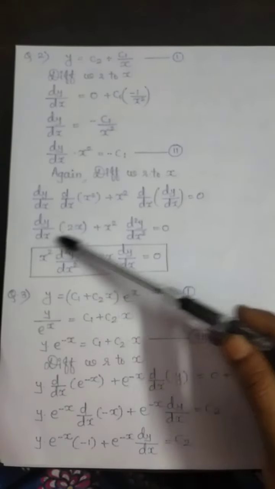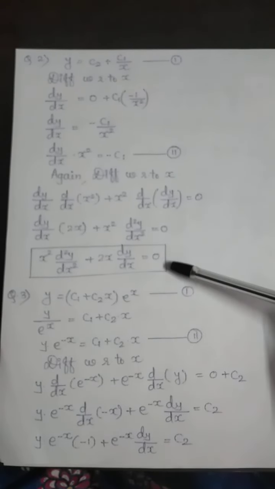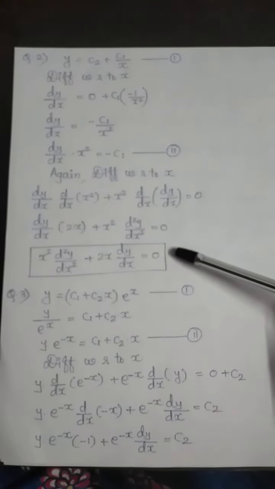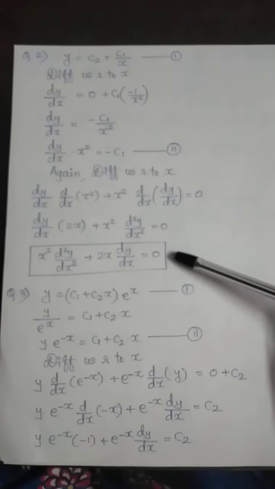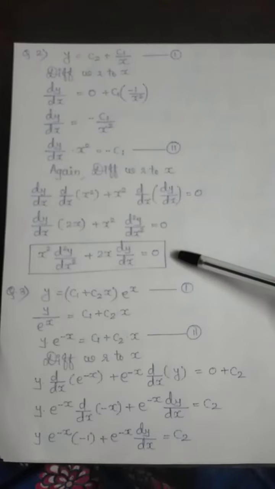You can check that in this equation c1 and c2 terms are not present. That means this is the simplified form. This is the differential equation which is free from the constants.